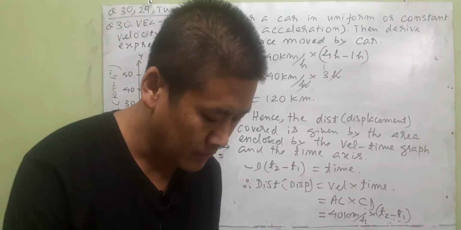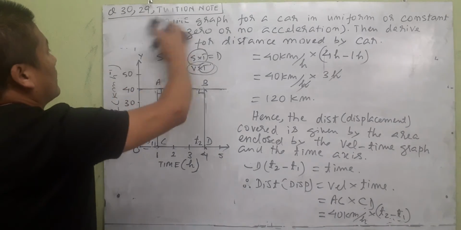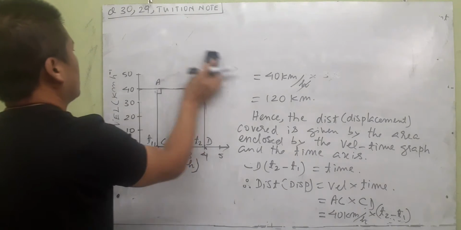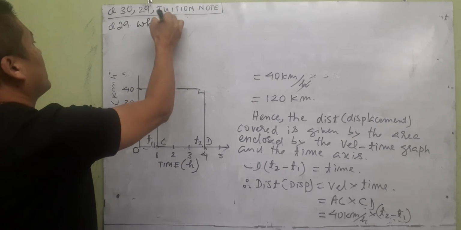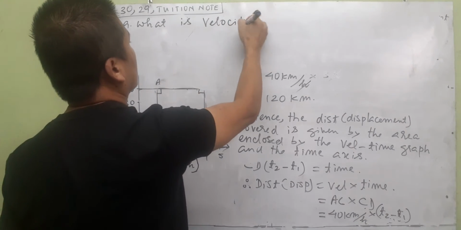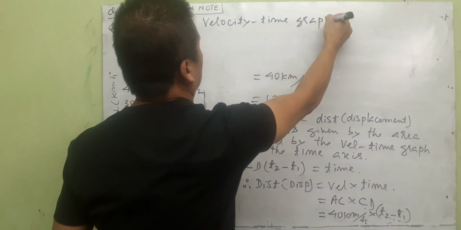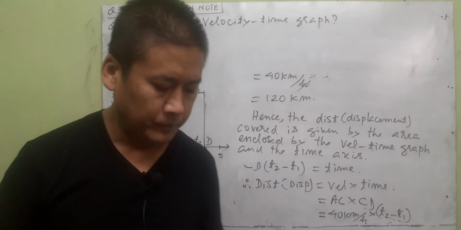So the next question, 29. We have already understood this, so we will just write the definition. Question number 29 is: what is a velocity time graph? That is what the question is asking us. We have understood, so just write the definition directly.